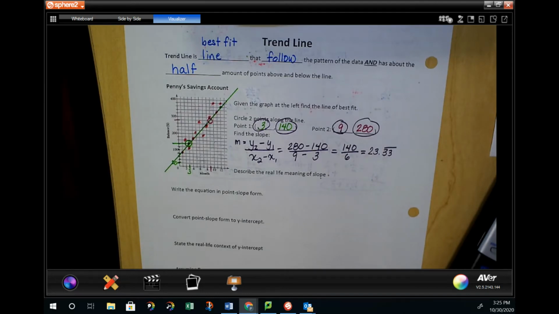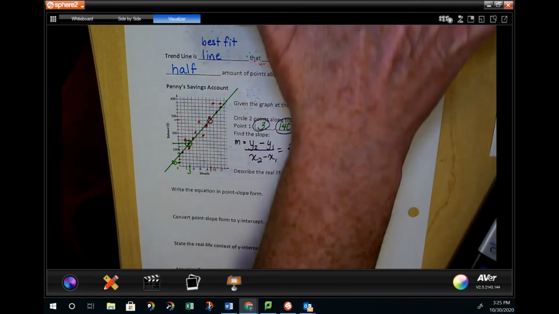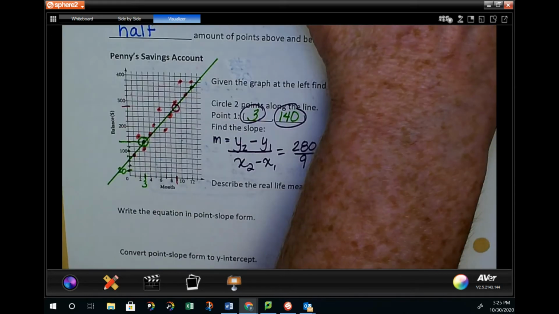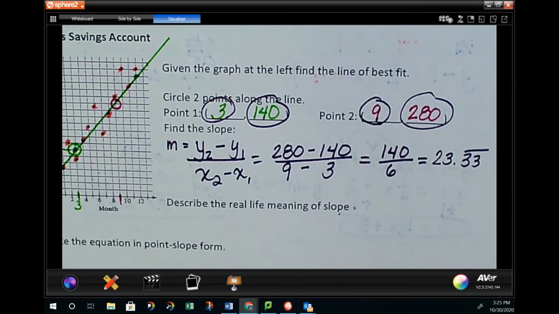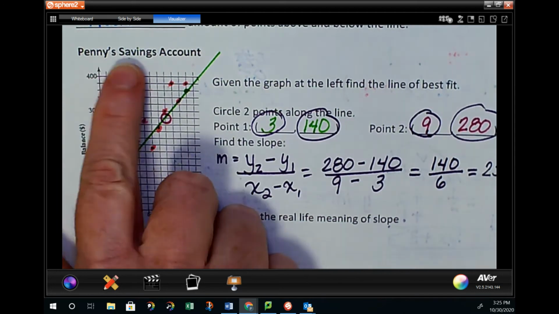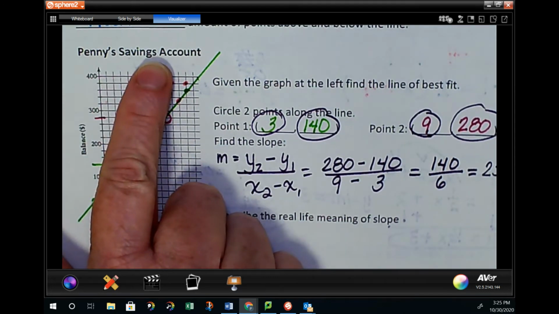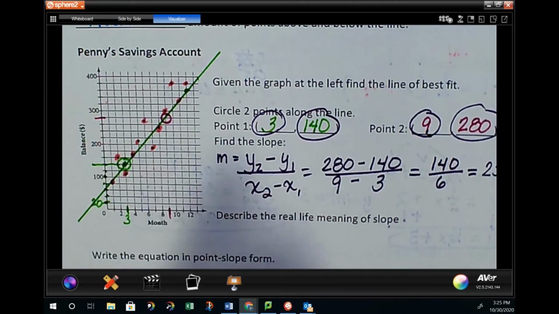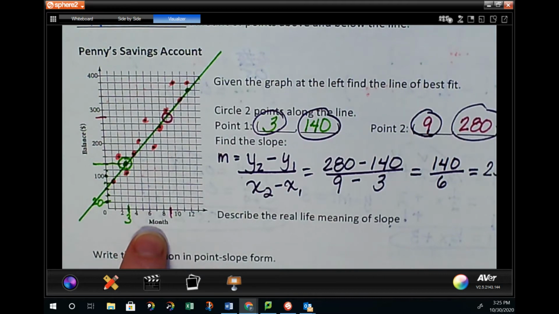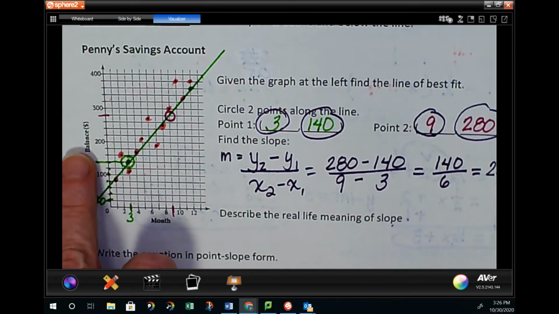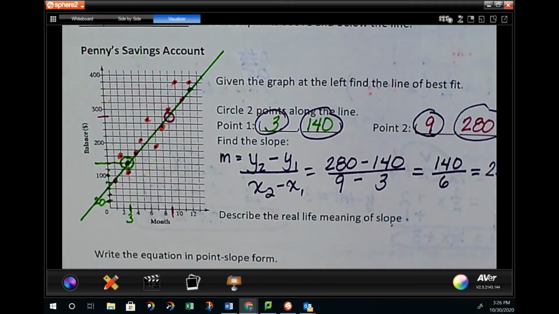All right, the thing that we don't like the most, but is used all the time, is the real life context, or the real life meaning of slope. So we're looking at Penny's bank account. We look at the title of our graph, which is Penny's bank account. X represents your months, and this one is your balance. So how much money does Penny have in her account?